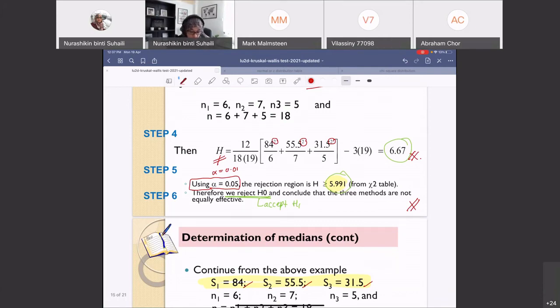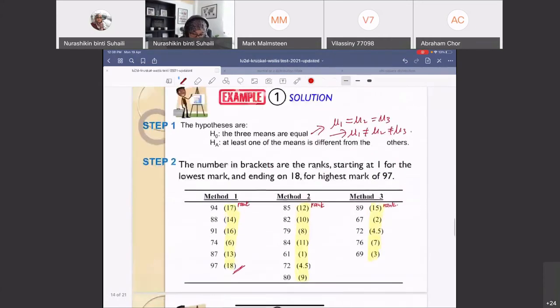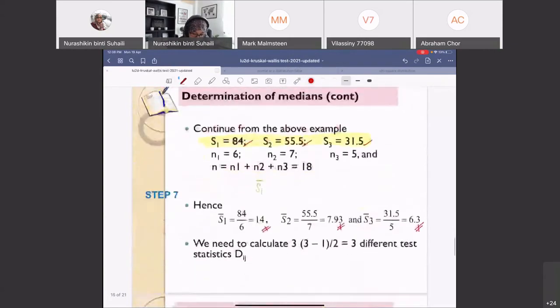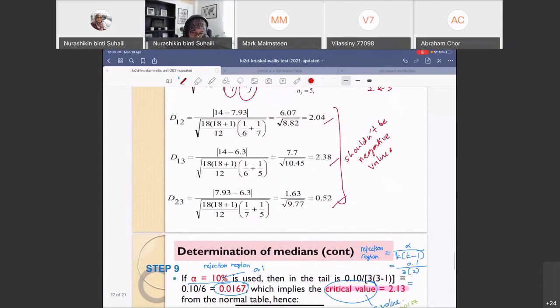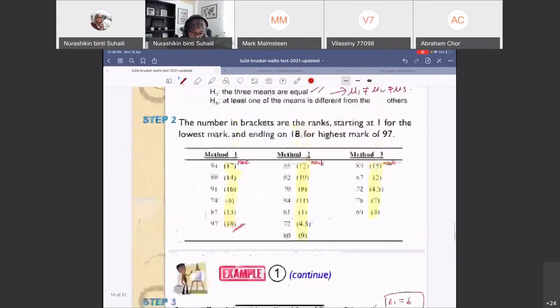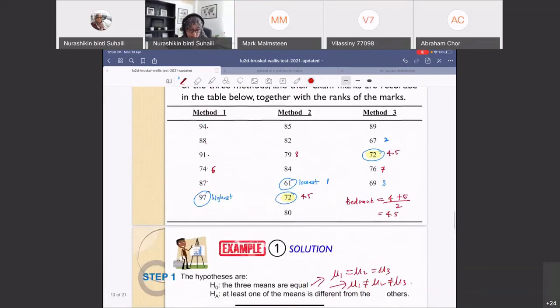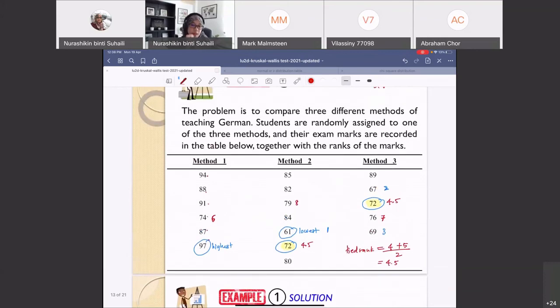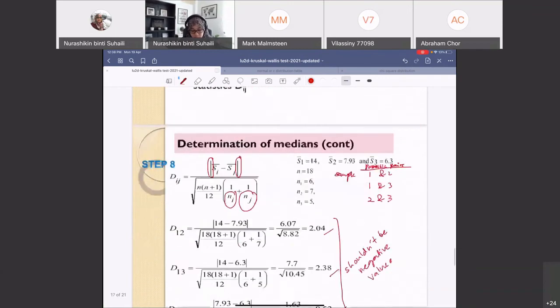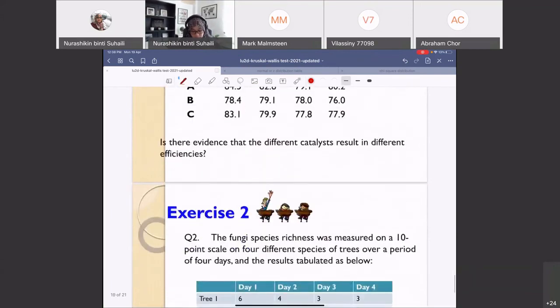Okay, that's it. The Kruskal-Wallis test. It has 10 steps, and it is for analyzing more than two independent samples. So that's how it differs from the Mann-Whitney test, which is only for analyzing two independent samples. I hope that you understand what I have explained.